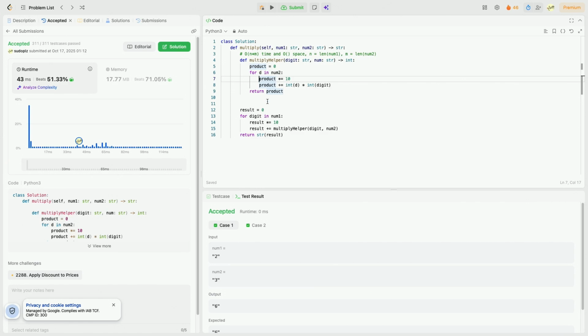And how much space? Well, we need to store, in the worst case, if you have two numbers, let's say 10 times 10, that will be 100. If you have 100 times 100, well, you get 10,000. So roughly, you get n plus m space. And that, I think, is everything you need to solve this problem.